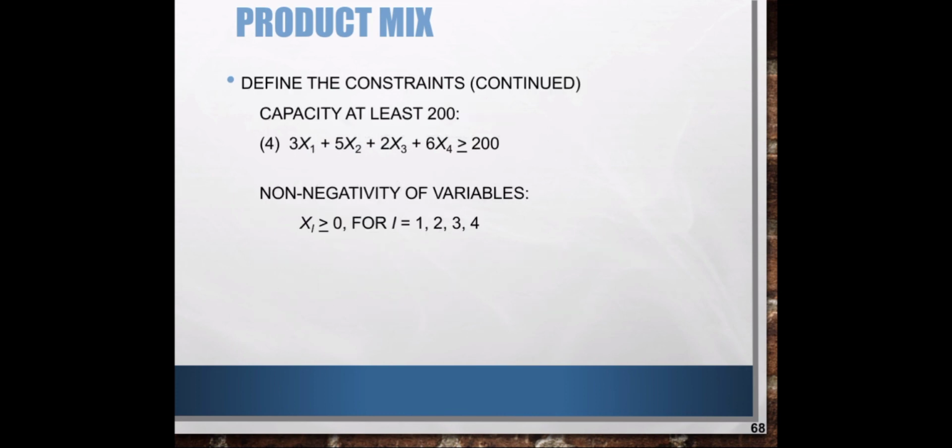Define the constraint. Capacity at least 200. So 3x sub 1 plus 5x sub 2 plus 2x sub 3 plus 6x sub 4 is greater than or equal to 200. The non-negativity of variables is x sub i is greater than or equal to 0, for i equals 1, 2, 3, and 4.